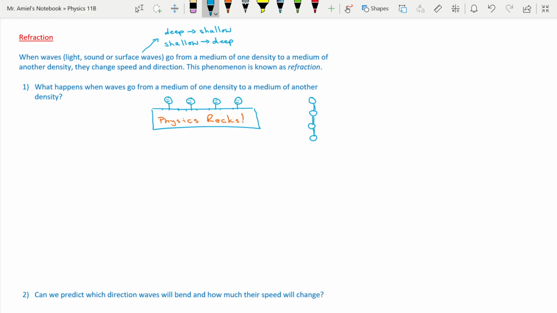Okay, so now let's look at how this helps us answer the question, what happens when waves go from a medium of one density to a medium of another density? Well, let's take this idea of people marching along, and we'll say that they're going to start on pavement, and then they're going to continue this parade, and they're going to eventually march onto some sand. Okay, so we've got row after row of these people holding different banners.